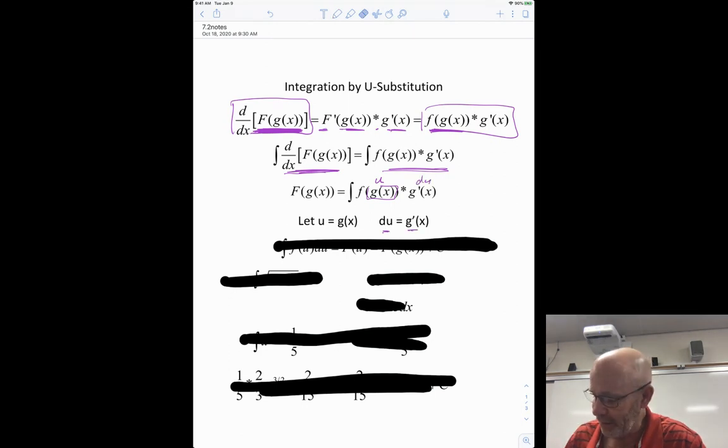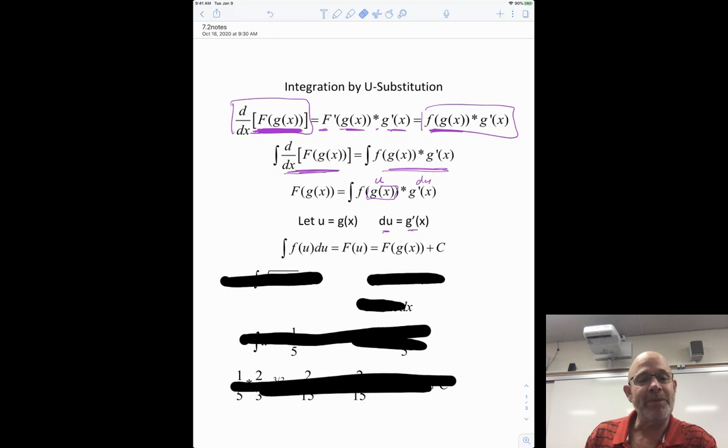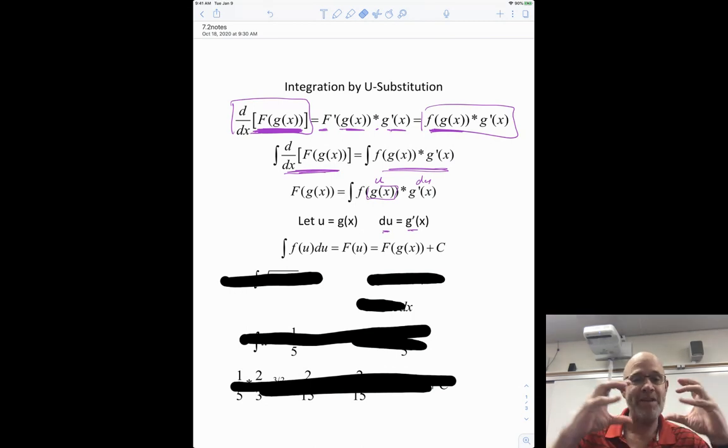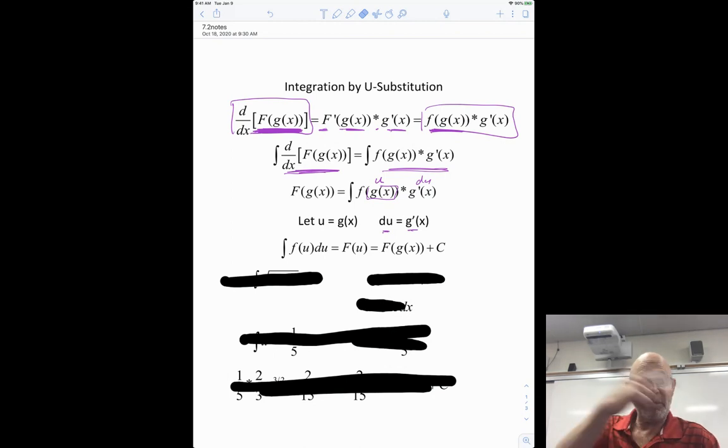So what happens when I rewrite it then is it gets rewritten as the integral of f of u du. So now it's like one variable, one function, no composite function anymore, right? And that equals the integral that's on the other side, which is big F of g of x plus c. So the idea is basically, if I'm trying to integrate something, I can do what's called a U substitution.